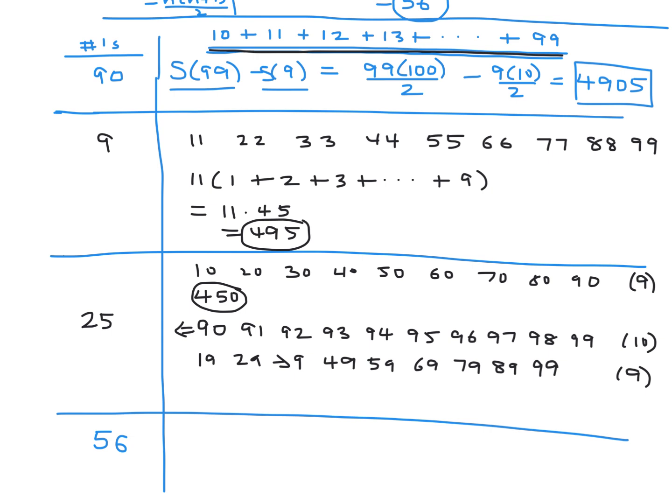90 to 99, right? Oh, but here's the thing. Before I add them up, I got to get rid of doubles. There's overcounts here. Yeah, because notice 9 plus 10 plus 9 is 28, but we only need 25. So there's 3 numbers that I've overcounted. And I'll show you which ones.